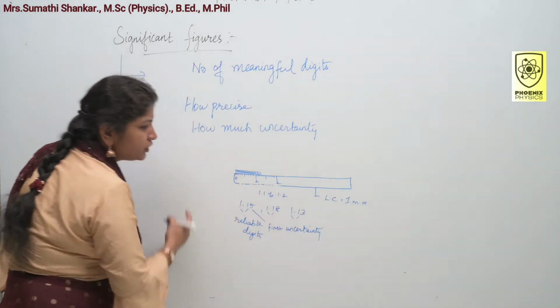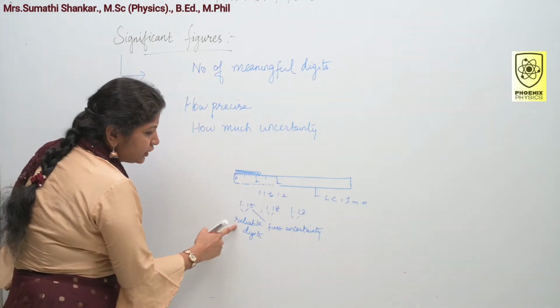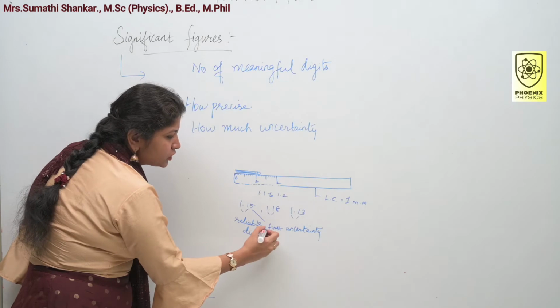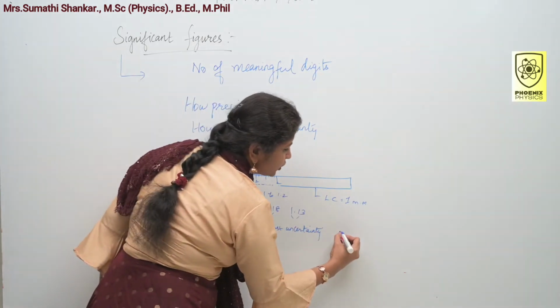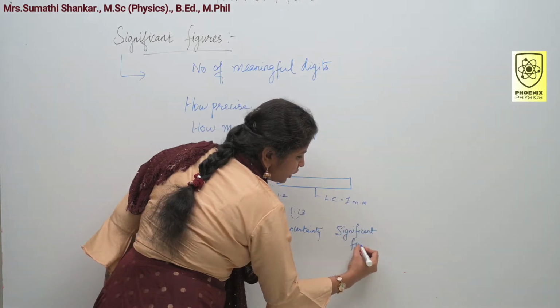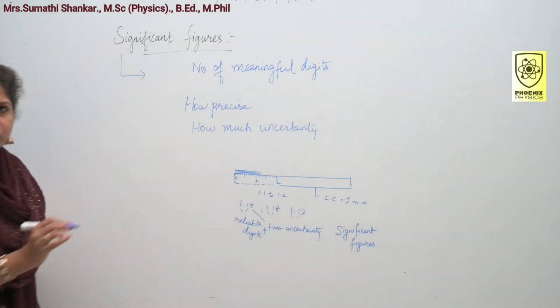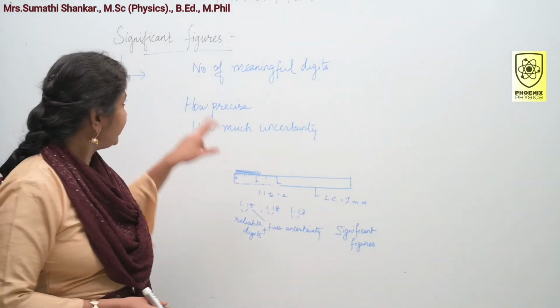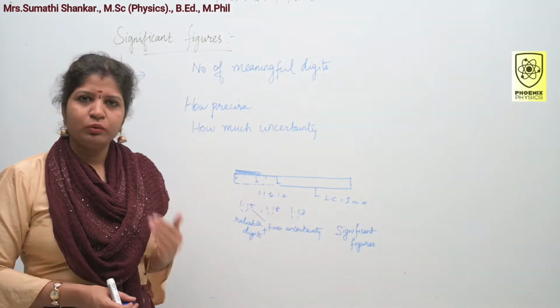So what is the definition for significant figures? The reliable digits plus the first uncertainty digit are known as significant figures. Either significant figures or significant digits, both are the same. There are certain rules to write these significant figures. Let us see one by one.